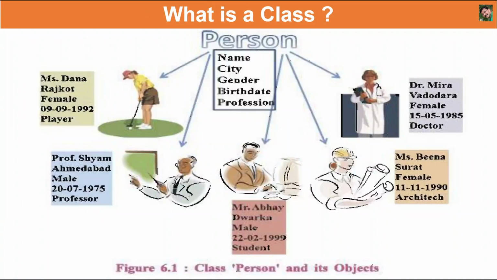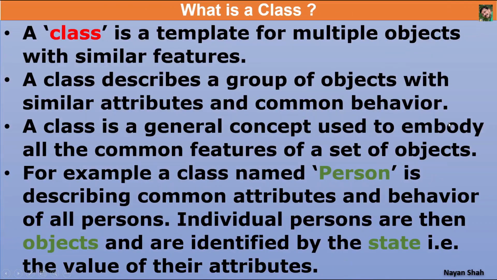So this class defines a group of objects, all these objects with similar attributes and common behavior. A class is a general concept used to embody all the common features of a set of objects. The textbook gives the same thing in a different sentence formation. For example, a class named person describes common attributes and behavior of all persons, and then individual persons are objects and are identified by their state, that is the value of their attributes.